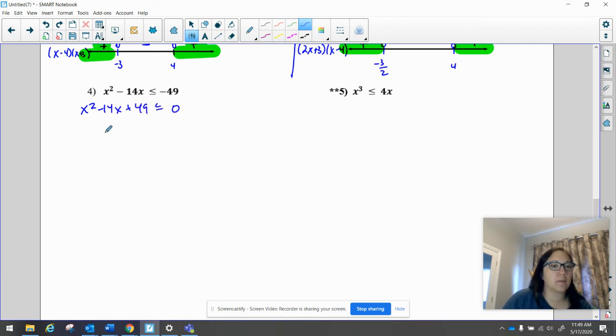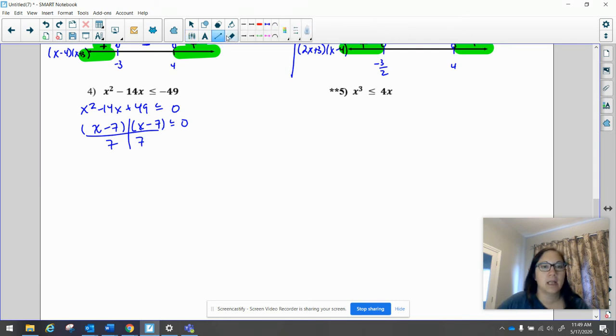So on each example, I'm trying to illustrate something a little bit different. I think what's interesting about this one is we get the same factor twice. So that's a little bit different, meaning that our x-intercept is only at 7. We only have one x-intercept this time. So that changes things a little bit.